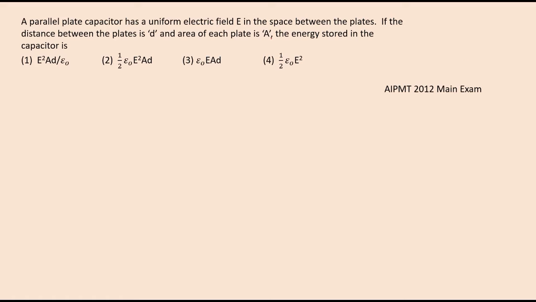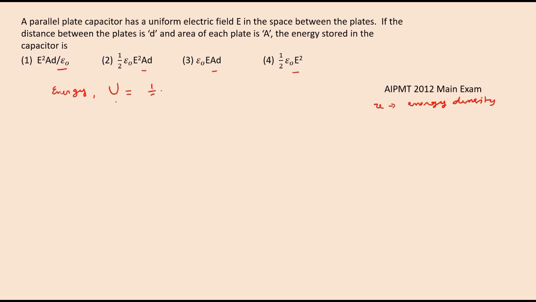There are four options given. This is the first option, this is the second option, this is the third option, this is the fourth option. What you are asked is energy. The symbol for energy is usually capital U in this context. Small u, if you write, that will be energy density generally. But we will use capital letter U here.